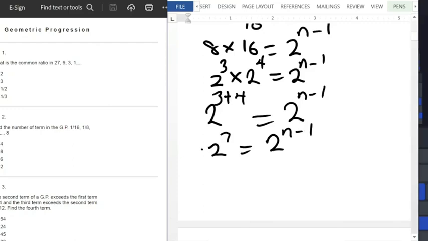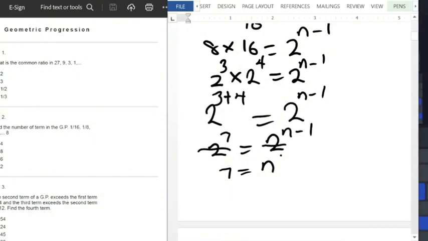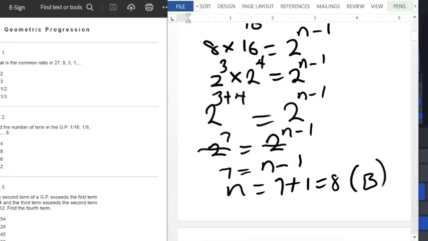So here we have 2 raised to the power 7 equals 2 raised to the power n minus 1. Since the bases are equal, you cancel out the base and equate the powers. So we have 7 equals n minus 1. So n equals 7 plus 1, which is 8. So the number of terms is 8, and that is option B. So we move to number 3.